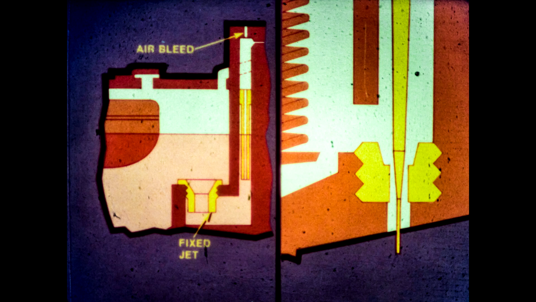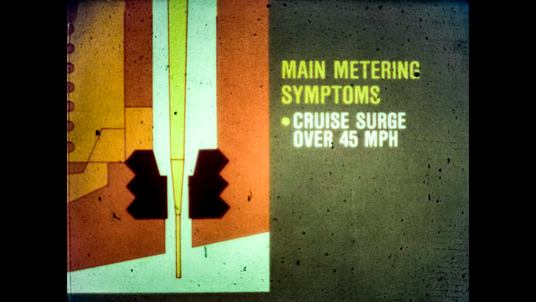The metering rod must be synchronized with the throttle valve. If the rod is too high, the mixture will be rich. If the rod is too low, the mixture will be lean. In a metering rod type main circuit, the proper fuel-air mixture during cruise and power enrichment is controlled by the position of the metering rod in the main jet. If a cruise surge occurs over 45 miles per hour, or if there seems to be a lack of passing power, the metering rods may require adjustment.